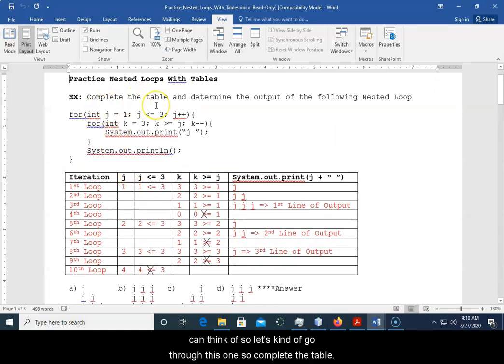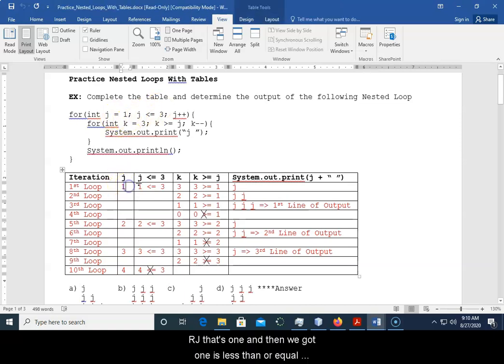Complete the table and determine the output of the following nested loop. Okay, so we've got an i, our j that's 1, and then we got 1 is less than or equal to 3, and then we get inside here. So this is true, 1 is less than or equal to 3. So k is 3, 3 is greater than or equal to 1, so then it prints a j and then a space, and then it subtracts 1 from k, so k becomes 2.